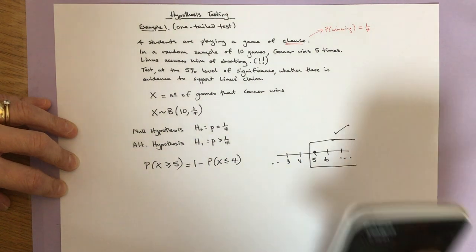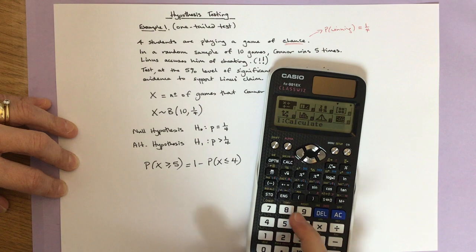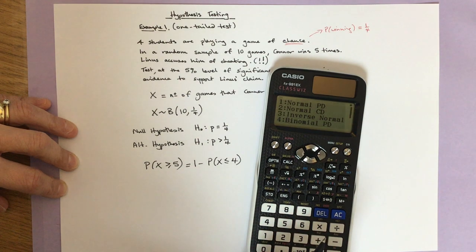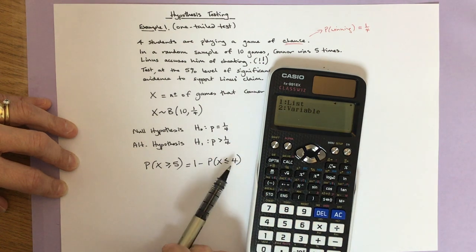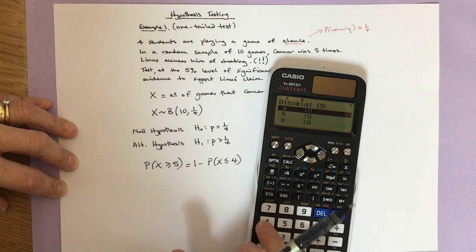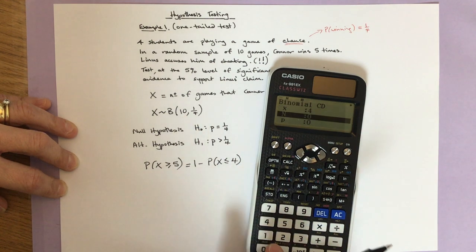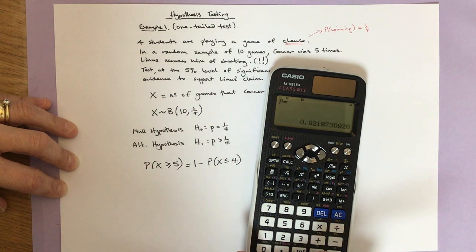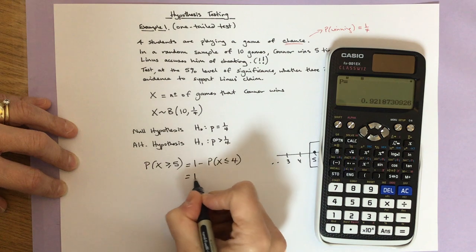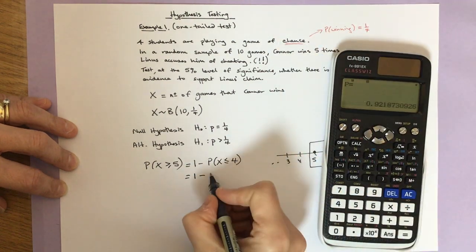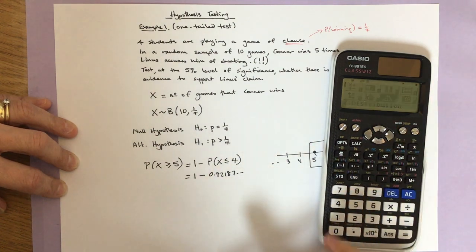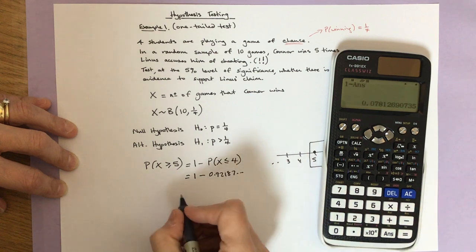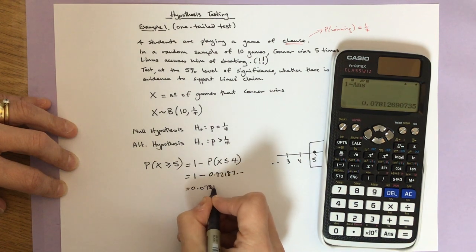Okay, let's get our calculators on the go. So we'll get into statistics mode. I want the binomial CD because it's a less than or equal to. I want my variable because I know my value of X. X is 4. My number of trials is 10. And my probability of success, if nothing's changed, is a quarter. So that's 1 minus 0.92187. So let's just get the exact value of that. So 1 minus that answer is 0.0781, etc.